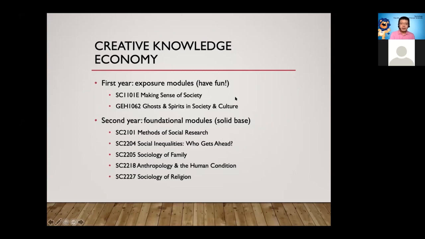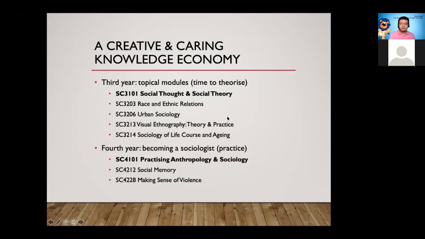Now, in the third year, we move on to SC3101, which is the essential module, where we teach you the more abstract kind of thinking and the social theory that we use to do our sociological analysis. And then we move on to other more theoretical, more abstract topics that will require a lot more abstract thinking.